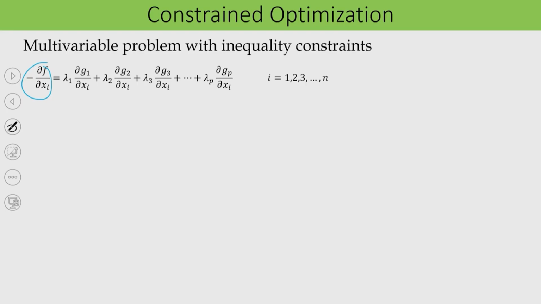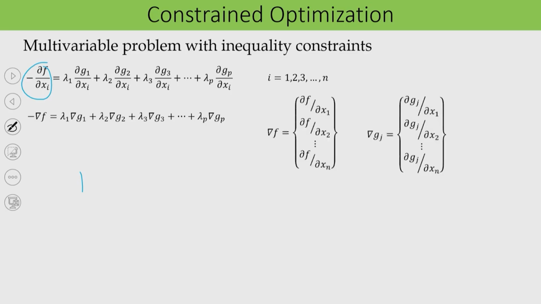So, negative of del f by del x i equals lambda 1 del g 1 by del x i plus lambda 2 del g 2 by del x i plus lambda 3 del g 3 by del x i. So, I am writing up to p, where p is the total number of active constraints. In this case the variable is n, so I can write it like that.